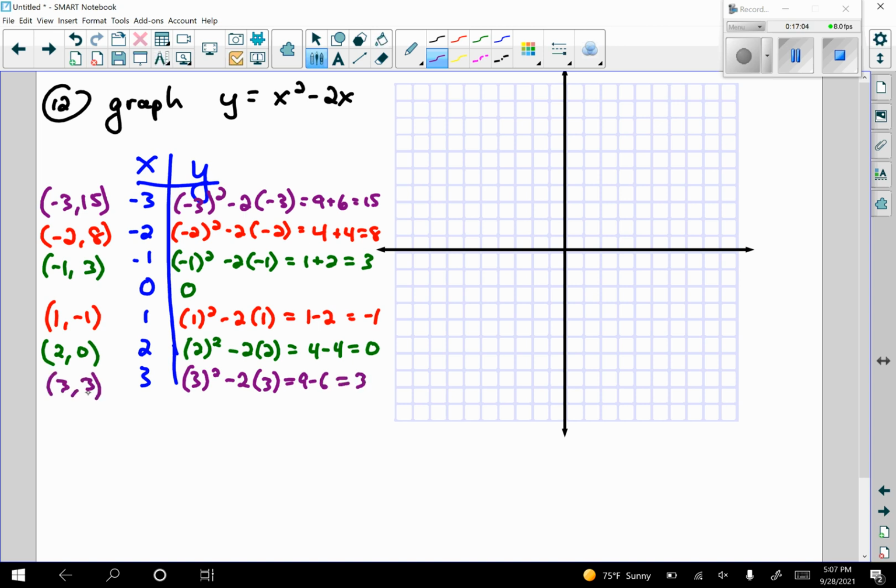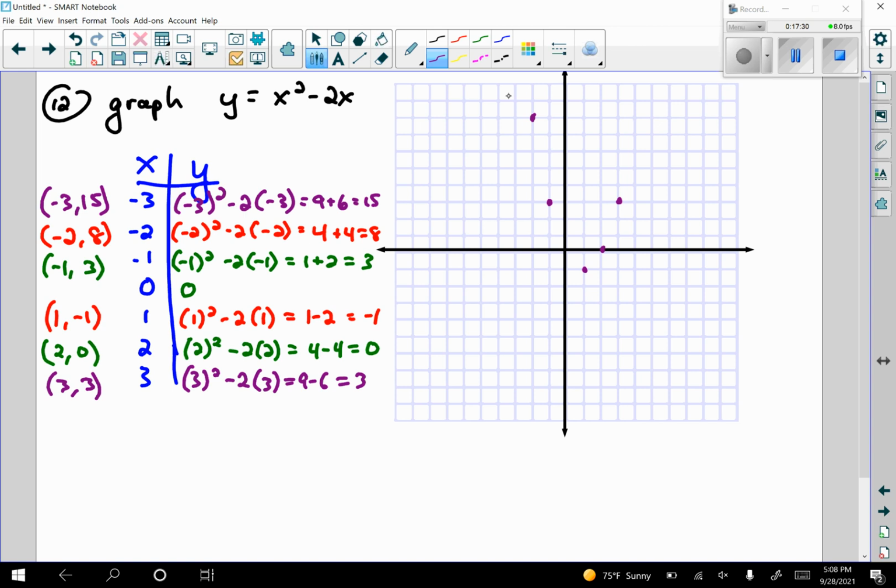All right, so I'm counting all by ones here. I'm not going to include the -3, 15, but if we have -2, 8, that would be right up here. -1, 3. 1, -1. 2, 0. 3, 3.